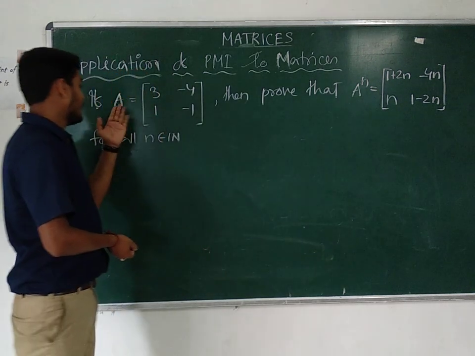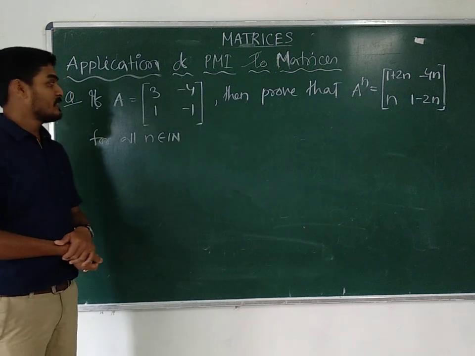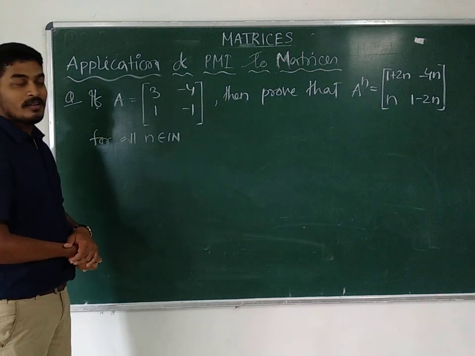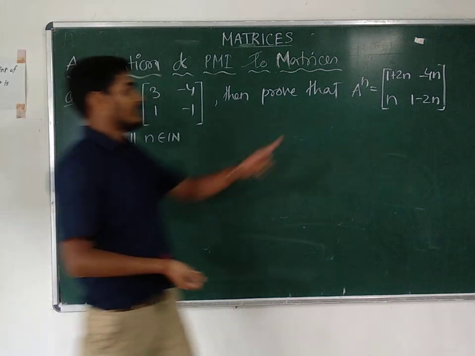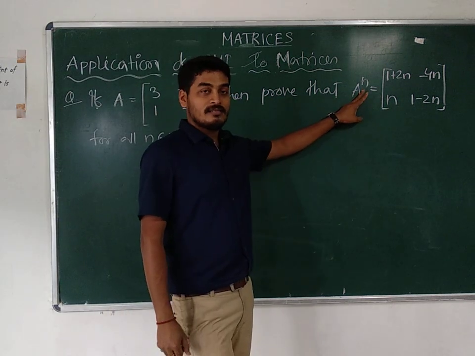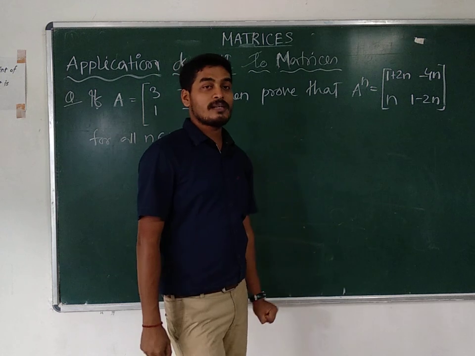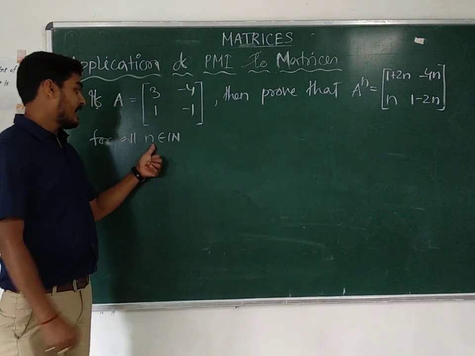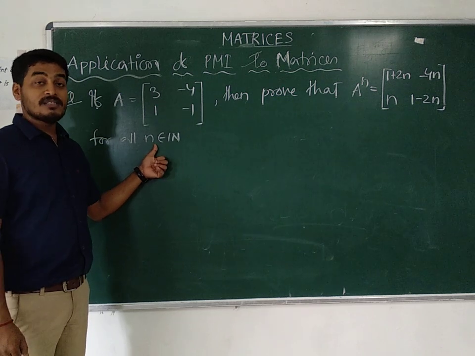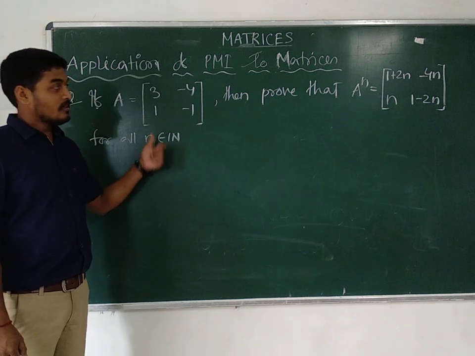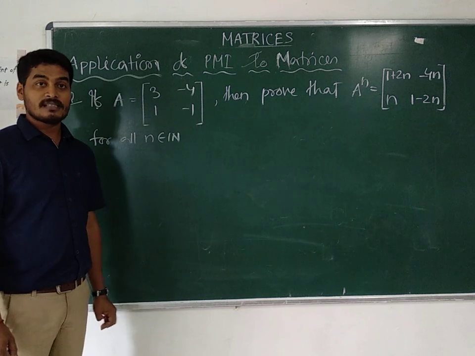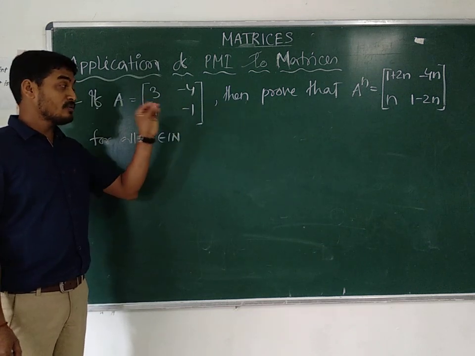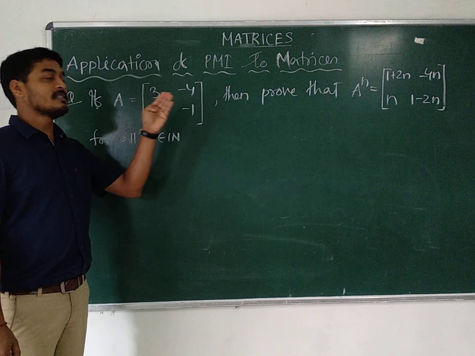So the question is given: A is a matrix of order 2 by 2, [3, -4; 1, -1]. Then you have to prove that A to the power n is equal to [1+2n, -4n; n, 1-2n], where n is any natural number. That means you have to show that this expression is true for any natural number. That means in place of n you can put any natural number, and here the left hand side is equal to the right hand side.